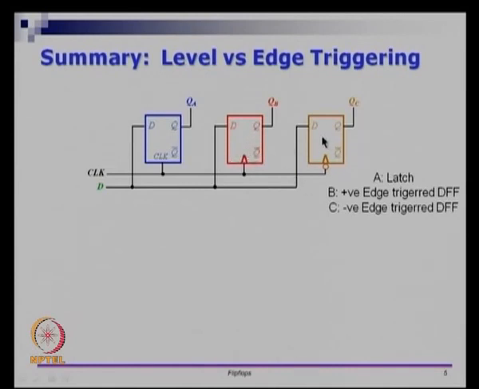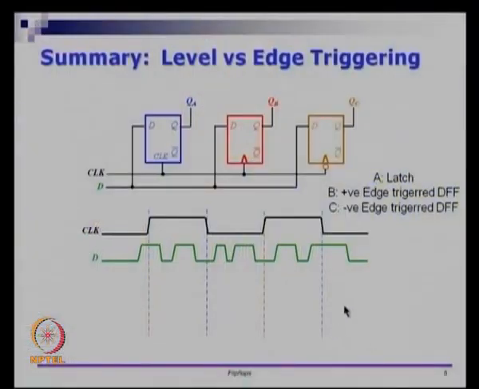And this brown one is the negative edge triggered D flip flop. So you have 3 logic elements, all are memory elements. This is a latch, this is a positive edge triggered flip flop, this is a negative edge triggered flip flop. What if we give the same D and clock to all of them, what will be the behavior on QA, QB and QC? This is not a circuit that is useful for any practical purpose, this is just to show you how these circuits behave.